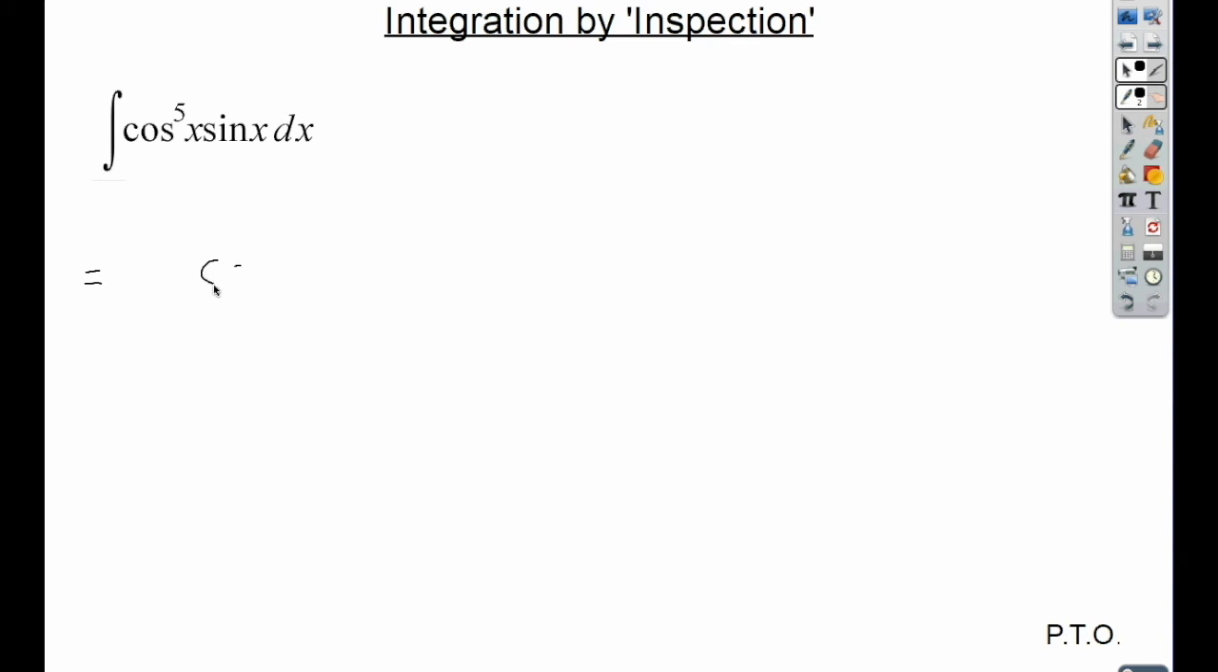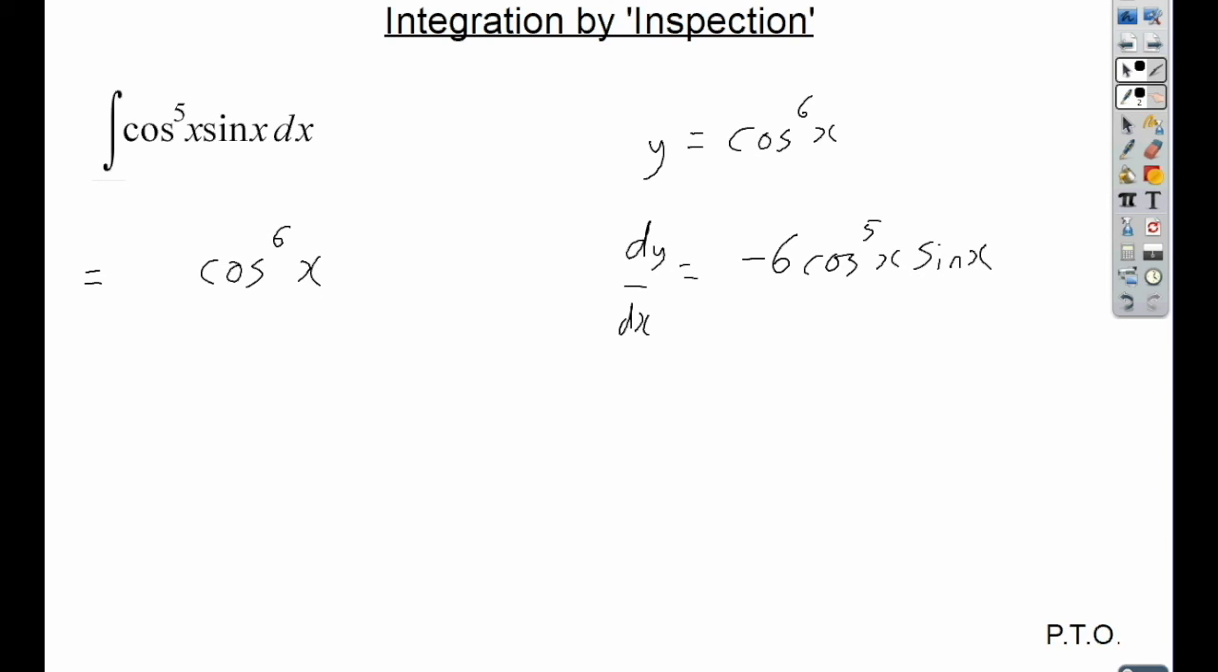Right, so hopefully you got the idea that it's going to be something to do with cos to the power of 6x. Why? Because when you write down y equals cosine to the 6x, you differentiate, you get dy/dx equals 6 cos to the power of 5x, multiplied by negative sine x. And if you compare that with our question, the cos to the 5x sine x looks good, doesn't it? You just got to multiply your answer by negative 1/6 and put in plus c. See how that works?